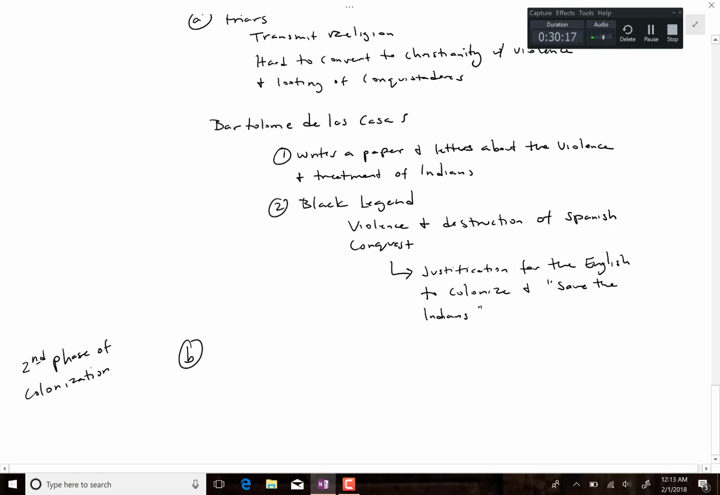All right. So the second phase begins to change, which was that the Spanish crown put legislation protecting the Indians from exploitation to a degree, right? Of course. And enslavement, ideally.